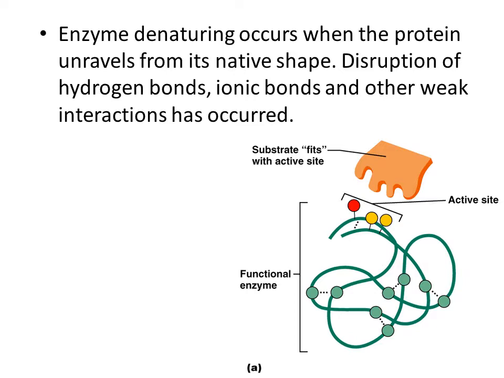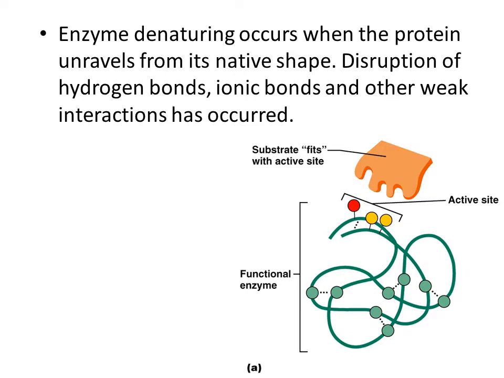So let's look at how temperature and pH can affect the structure of these proteins. Remember, an enzyme is a protein. Enzyme denaturing occurs when the protein unravels from its native shape. Disruption of hydrogen bonds, ionic bonds, and other weak interactions has occurred. Remember, we talked about fibrous protein and globular protein. In order for a globular protein to work, it must be in its tertiary configuration, at least.